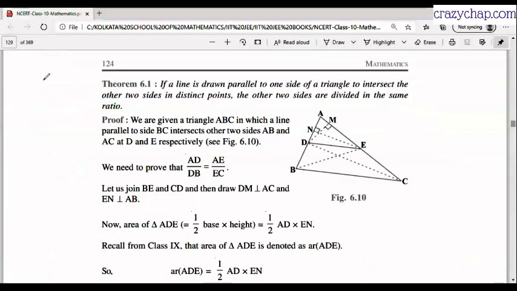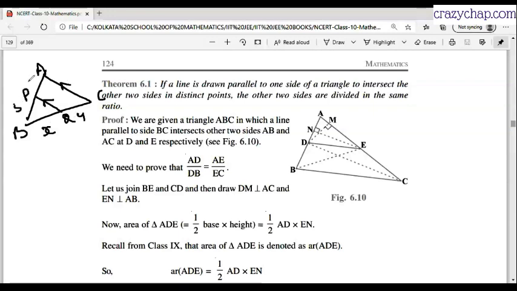If I say that there is a triangle ABC and this is parallel to this PQ, and this is X, this is 4, this is 5, this is 8. So can you find the value of X? Yeah, I can find the value of X.